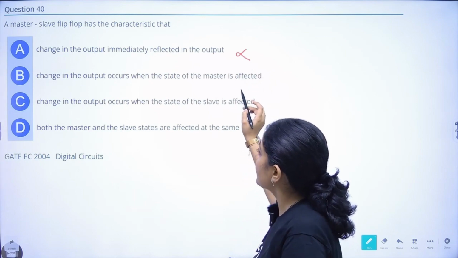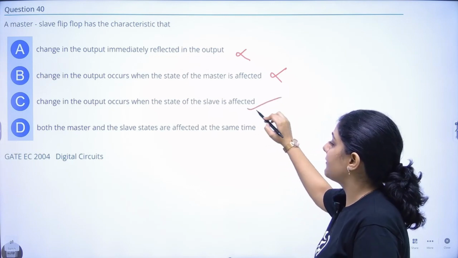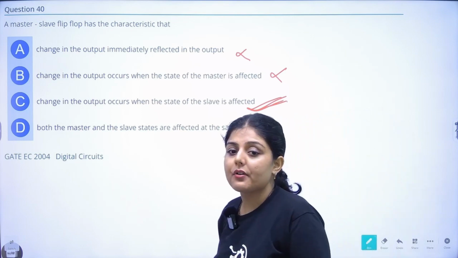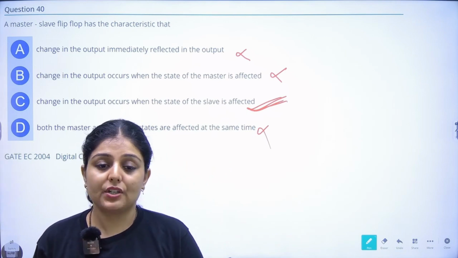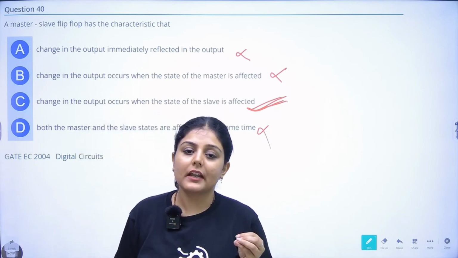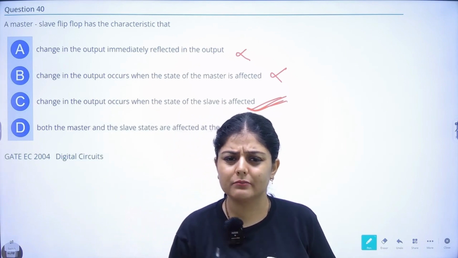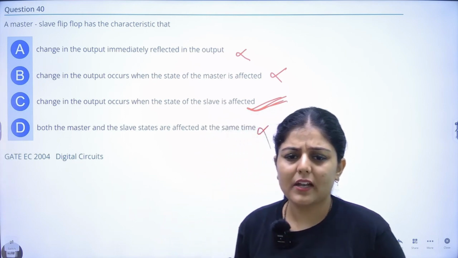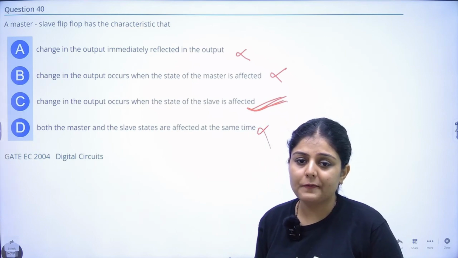So, option one, change in the input is immediately reflected to the output: no. Change in the output occurs when the state of the master is affected: no. Change in the output occurs when the state of the slave is affected: right. Both master and slave affected at the same time: no. Whenever the state of the slave is affected, only then will the output change. Otherwise, the output will remain in the same condition. This master slave is formed to avoid the race around condition, which we have already discussed. The race around condition occurs in the JK flip-flop. The master slave flip-flop is also formed using JK flip-flops. We can form it using D flip-flops also, but the JK flip-flop is the original.